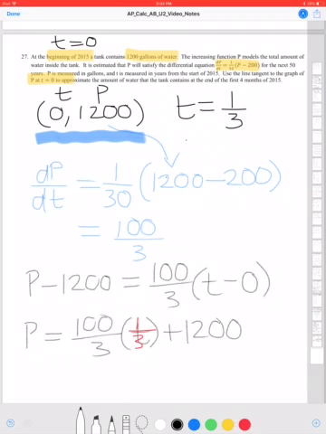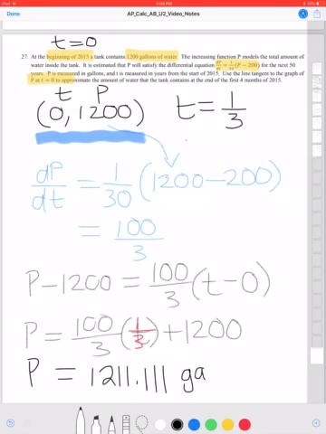Let's see, I didn't do this ahead of time, so let me calculate it real quick. I'm not going to use the app, I'm just going to use my calculator. 100/3 times 1/3 plus 1200. Alright, so you can write your answer as a decimal or a fraction. As a decimal, I'm getting 1211.111. And what are we finding? P? P is in gallons.